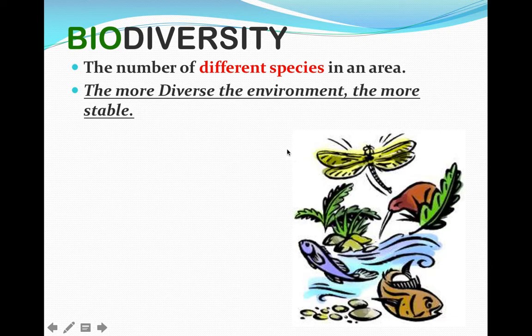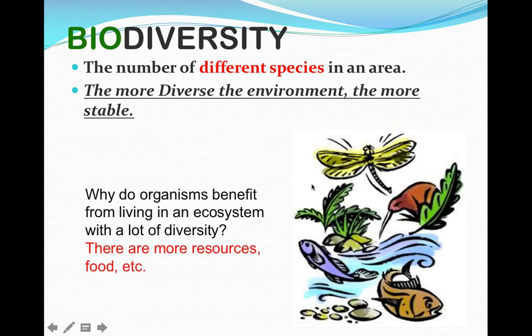So what is biodiversity? It's the number of different species in an area. The more diverse the environment, the more stable. So organisms benefit from other species. If there's a lot of different living things, there's lots of places to find food and lots of places to avoid being eaten by predators. There's a lot of different niches, we could say, or a lot of different ways that living things can interact and survive if there's a lot of different organisms around. So the biodiversity is always a good thing, and it makes the environment much more healthy and stable.